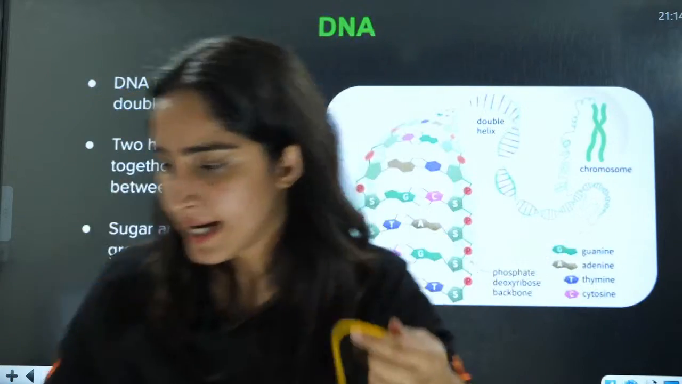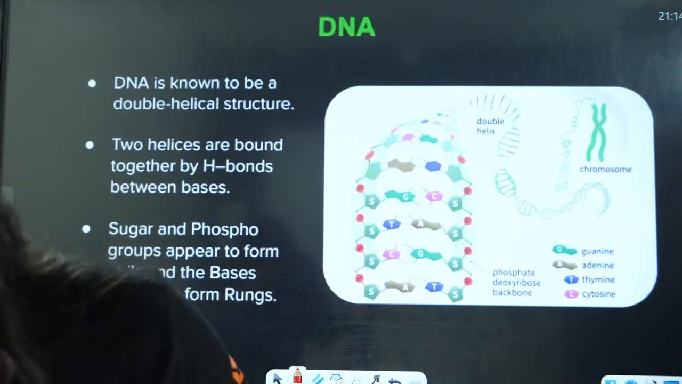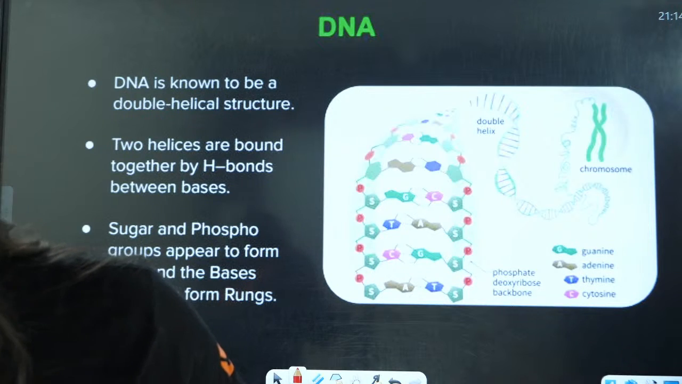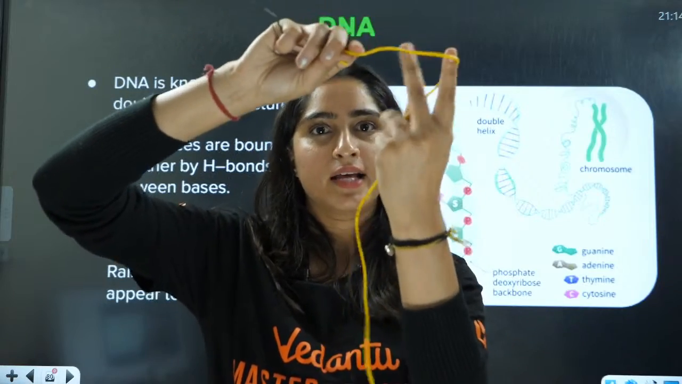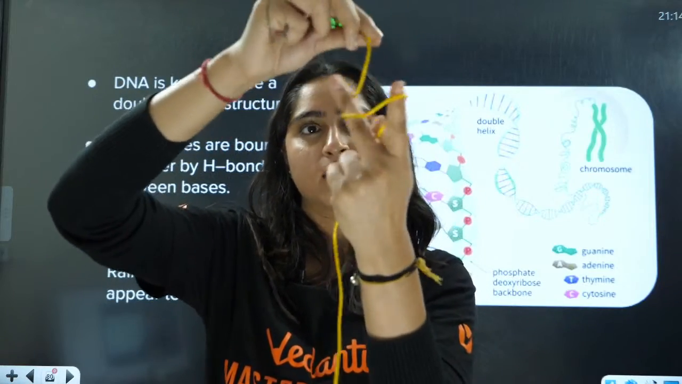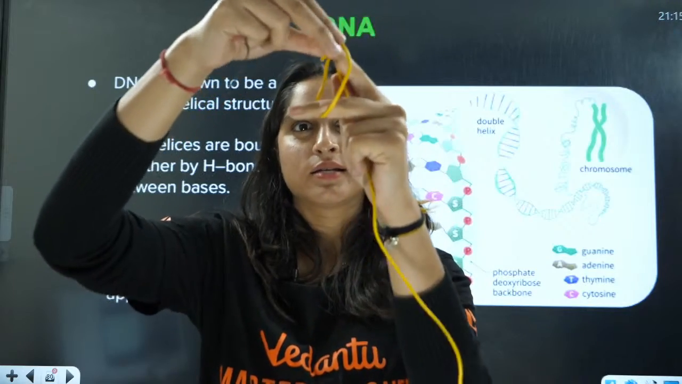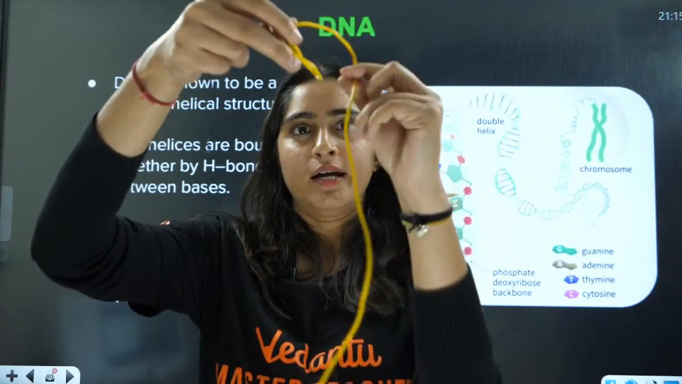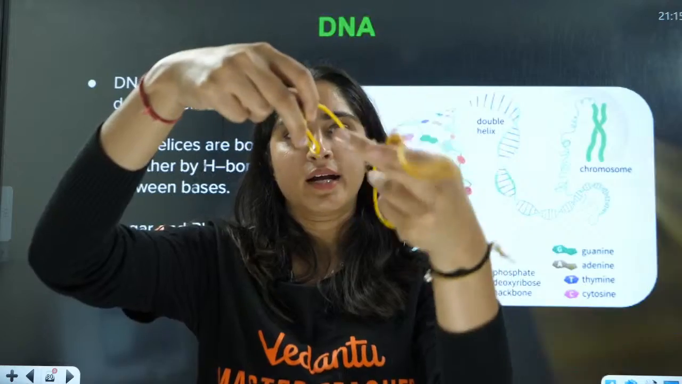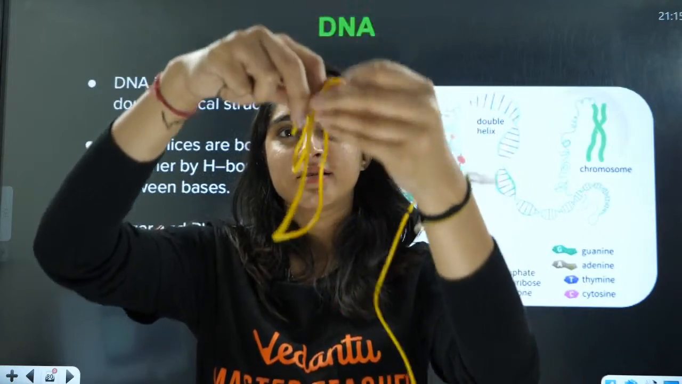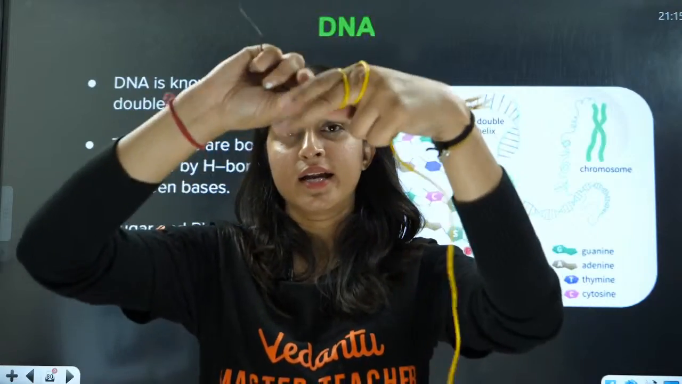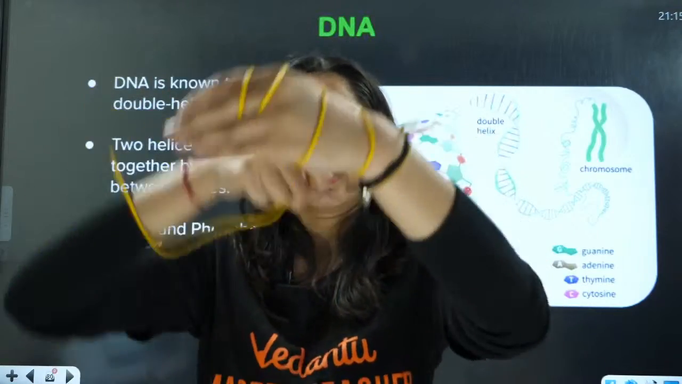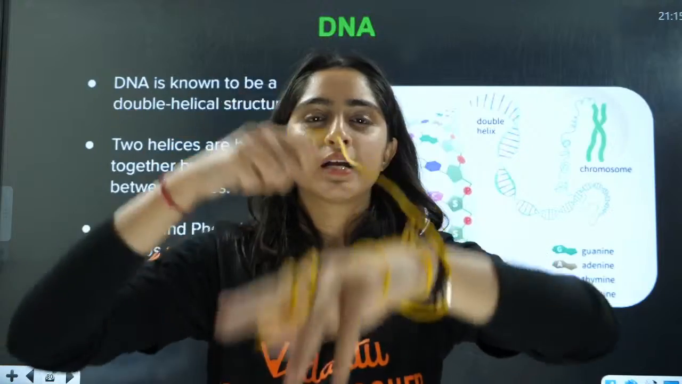So now, let's see. For example, this is one alpha structure. What is alpha helix? It is something like this. It is something that is actually connected like this. Like if I have this one, it is connected like this. This is the alpha helix here.